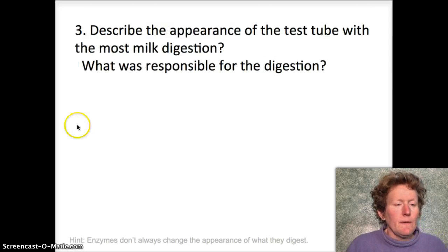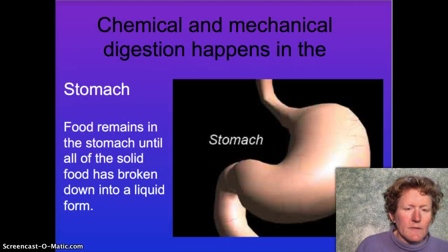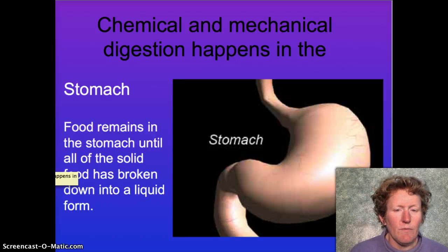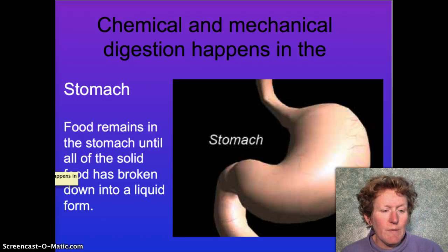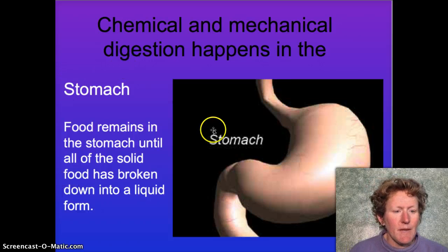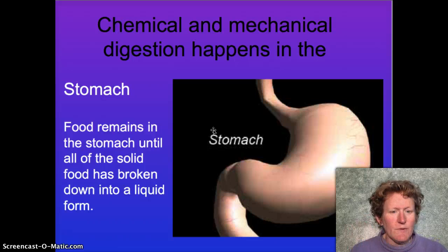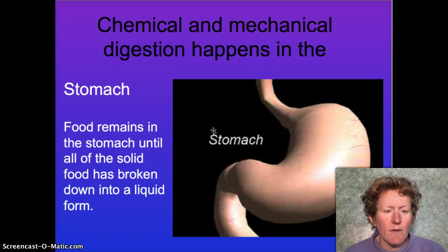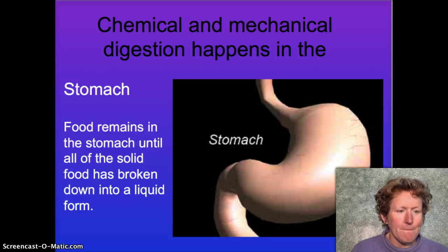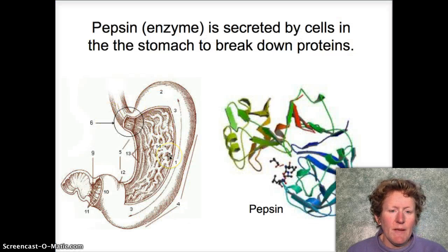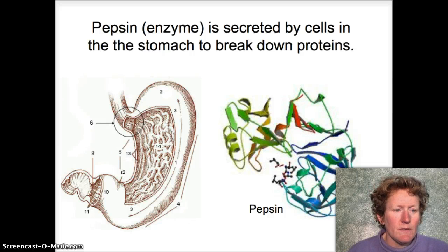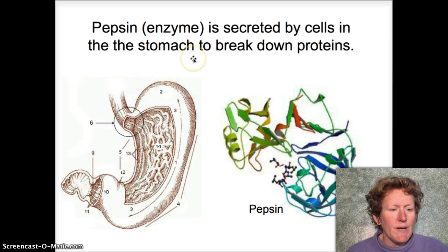Okay, question 4. Let's learn a little bit about the stomach before we get on to question 4, which is about the second digestive enzyme in our experiment today. The stomach kneads and grinds food and also adds an enzyme called pepsin. Pepsin is secreted by the stomach. It's in the mucosal cells of the lining of your stomach right here. And it breaks down proteins.